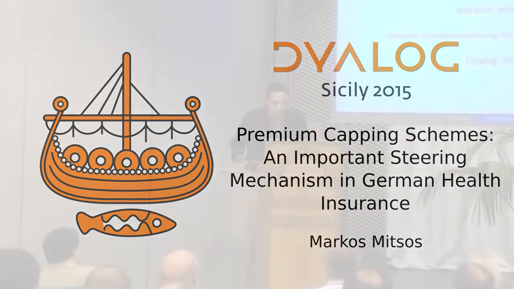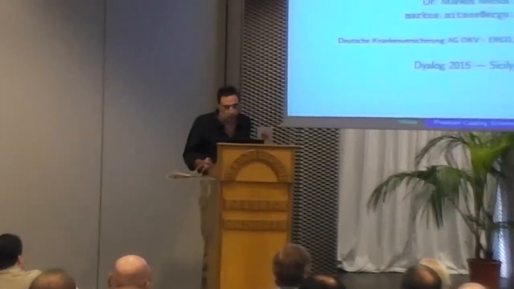Hello. I'm working for DKV. We are a pure health insurance company in Germany. We belong to the ERGO Corporation. The ERGO Corporation is an insurance corporation, the second biggest in Germany. And in turn, it belongs to Munich Re, one of the top 2 or 3 reinsurance companies worldwide.